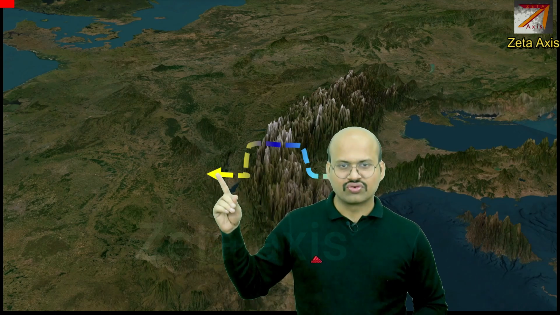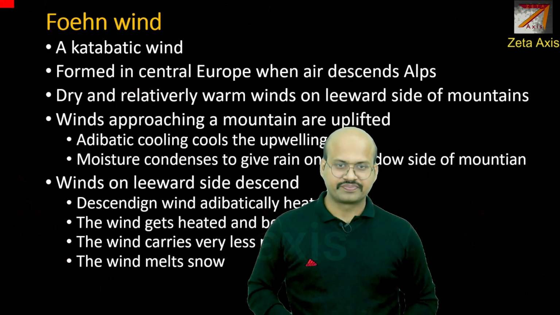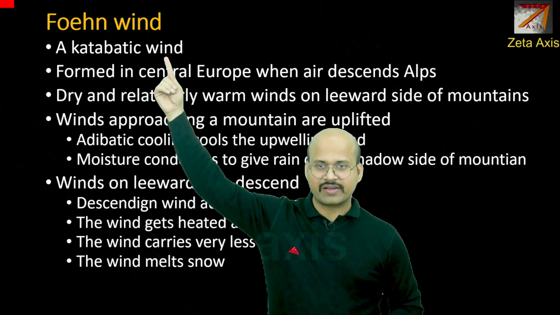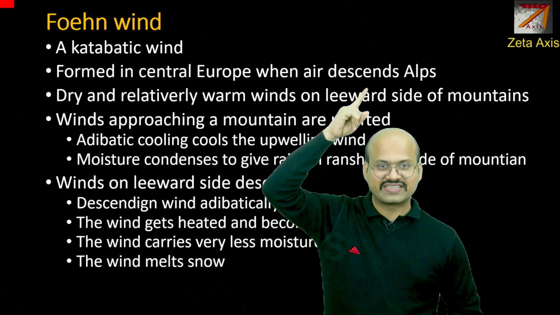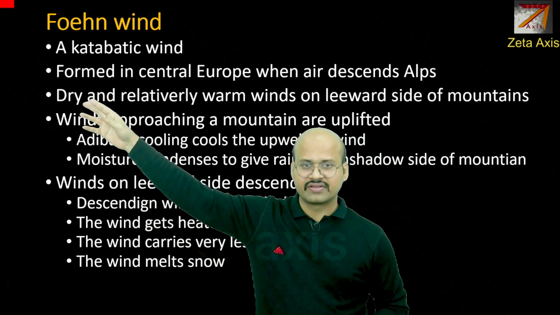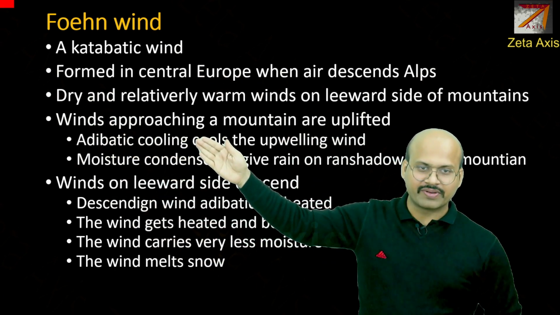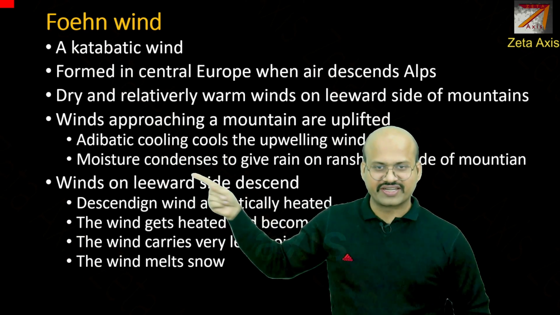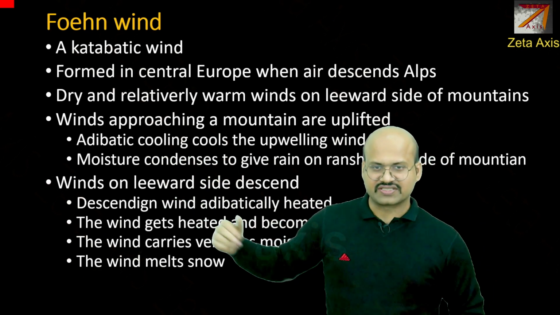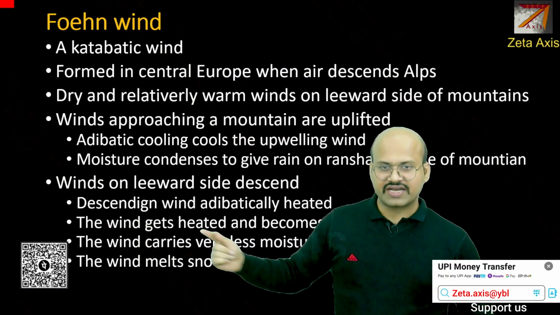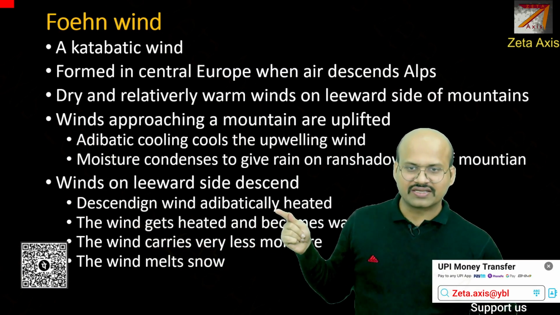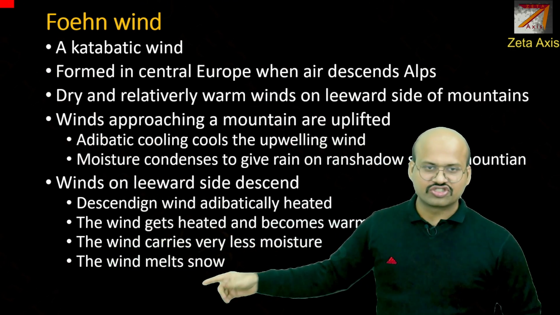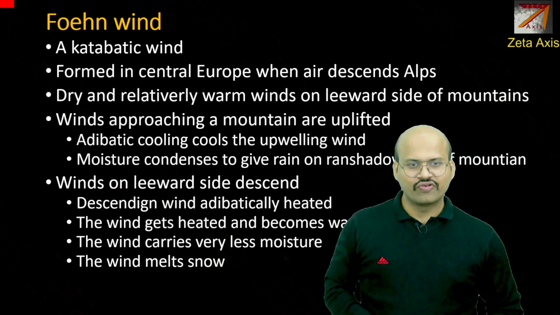Here, if there is any snow, these warm winds will melt it. So here are the general characteristics of the Foehn wind which we see in the Central European region. They are katabatic, they are formed in Central Europe, and when air descends the Alps, it becomes warm and dry. The winds approaching a mountain are uplifted and there is adiabatic cooling, so moisture condenses and gives rainfall. But on the leeward side, that is this side, the descending wind gets adiabatically heated. The heated wind becomes warm, carries very little moisture, and also melts snow. So these are the general characteristics of a Foehn wind.